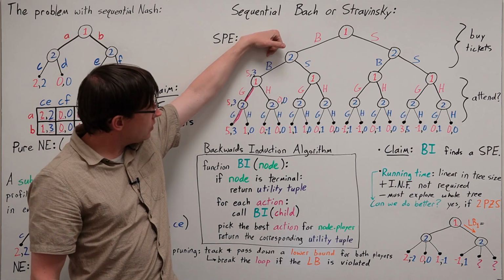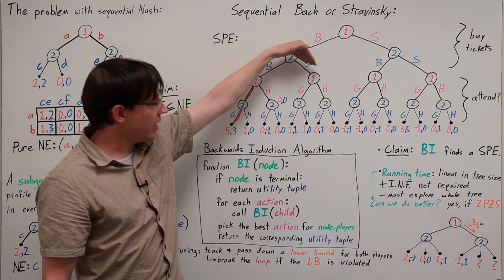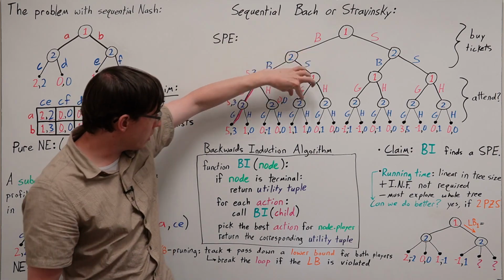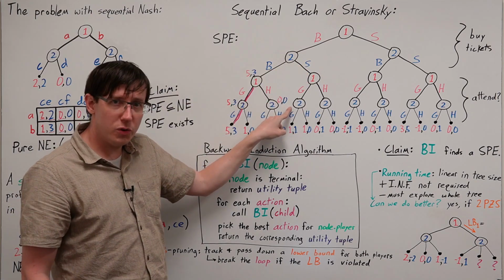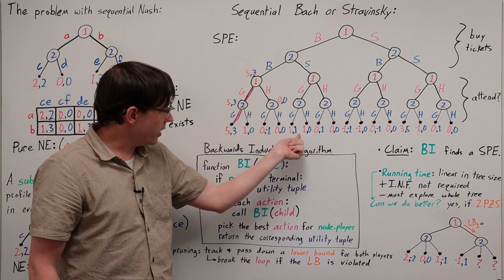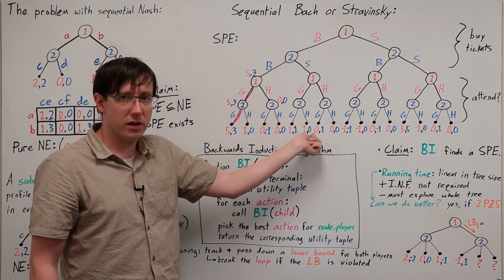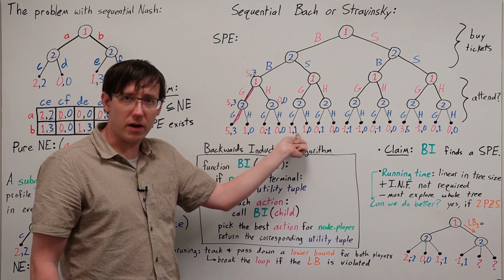Now this player 2 decision node continues to the next action in its loop, and we recurse down. This player 2 decision node is choosing between a utility of 1 or a utility of 0, and 1 is better.